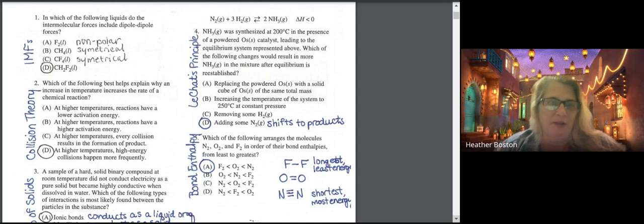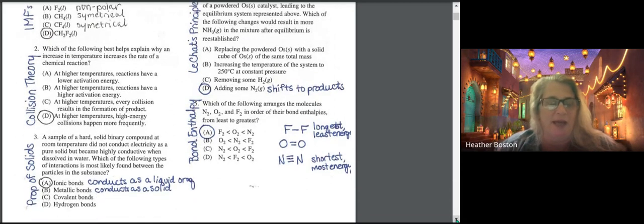2, which of the following best helps explain why an increase in temperature increases the rate of a chemical reaction? So this has to do with collision theory, which states that in order for atoms or molecules to react, they have to have enough energy, called the activation energy, and the proper orientation to have what we call effective collisions. So at higher temperatures, the molecules are moving faster. Temperature measures the speed of the molecules. So more molecules are going to have the right energy, which is called the activation energy.